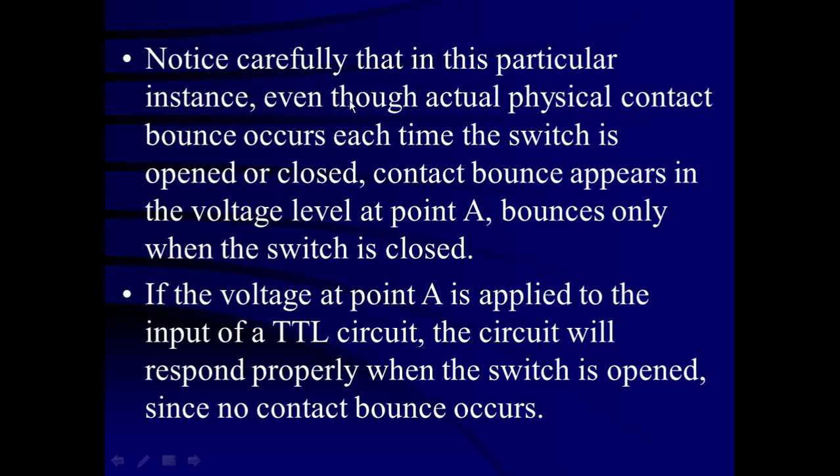Notice carefully that in this particular instance, even though actual physical contact bounce occurs each time the switch is opened or closed, the contact bounce appears at the voltage level at point A only when the switch is closed. So in reality, in a mechanical system, the contact bounce occurs in both positions. That means when it changes from open to close or close to open, the bouncing is there. But here the switch is connected in such a way that the bouncing appears in the output waveform at point A only when the switch changes from open to close.